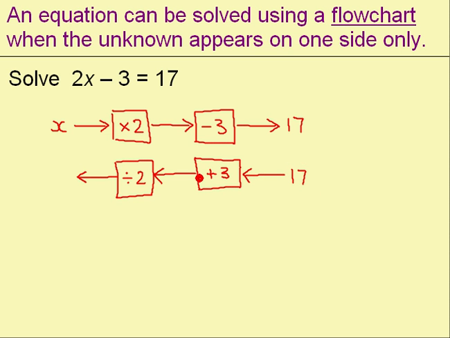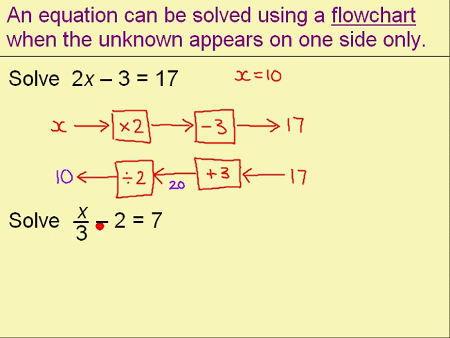So 17 plus 3 is 20, and divide that by 2, I get 10. So 10 is the value of x, and I can write that down as x equals 10. If I want to check my work, I can put this 10 into the equation. So I've got 2 10s, that's 20, take away 3 is 17, so I know that this is correct.